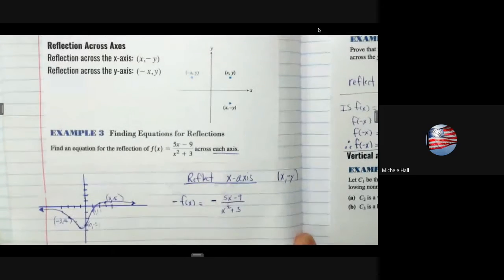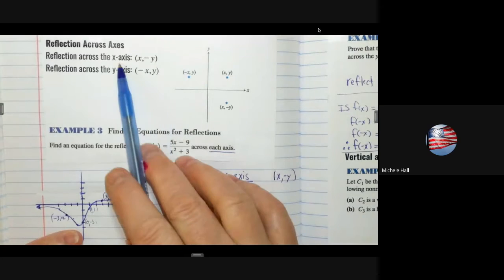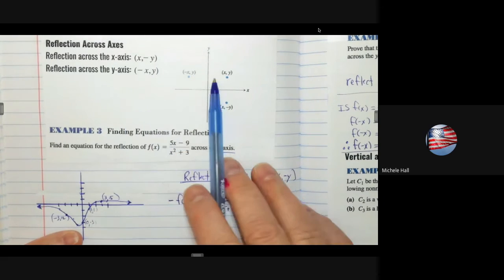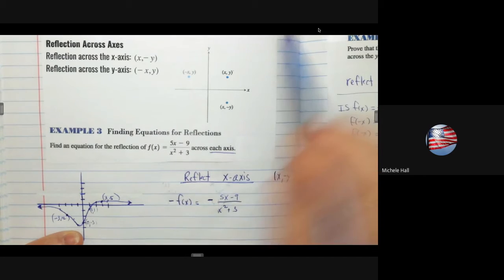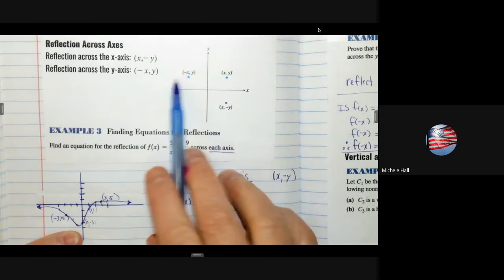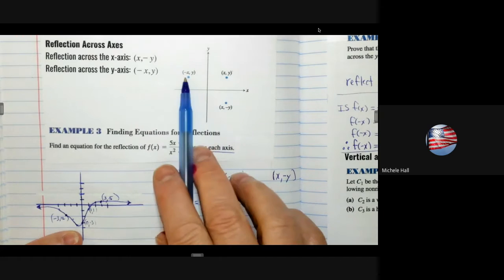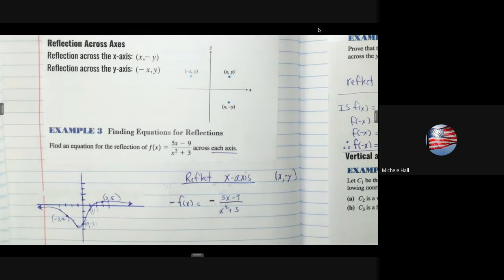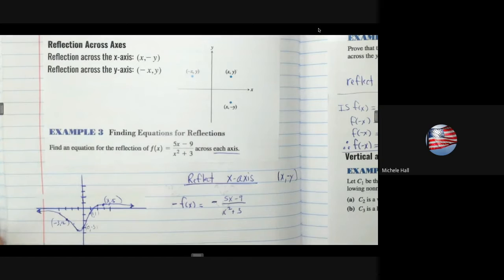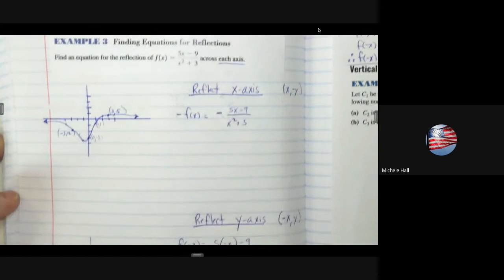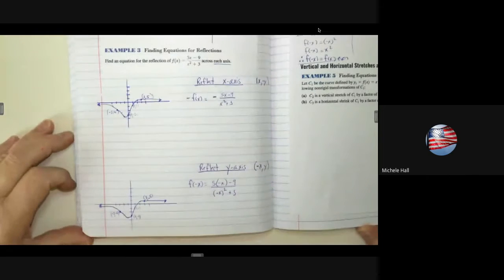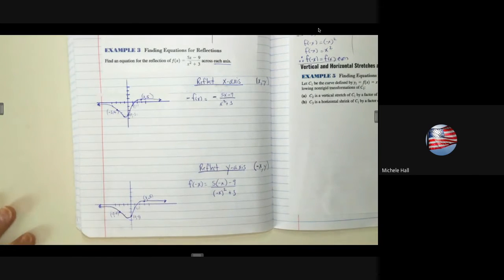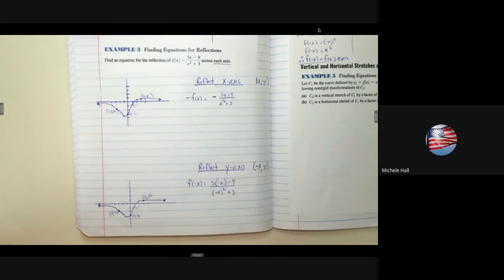We've talked about reflections. If I'm reflecting across the x-axis, that means I need to negate my y values. If I am reflecting across the y-axis, that means I need to negate my x values. That's as easy as that. Okay, so for example 3, I did draw the main graph using my graphing calculator. I just picked some points and I made the curve for both of them.